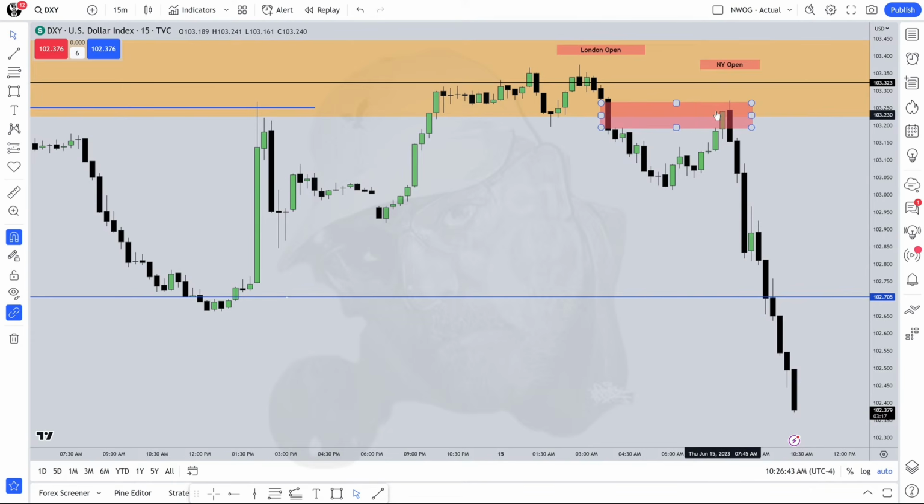Time of day. That's when the move's going to happen. New York local time, 7 o'clock in the morning to 9 o'clock in the morning. That's your New York Open ICT kill zone. This is the London Open kill zone. This is your premium array.